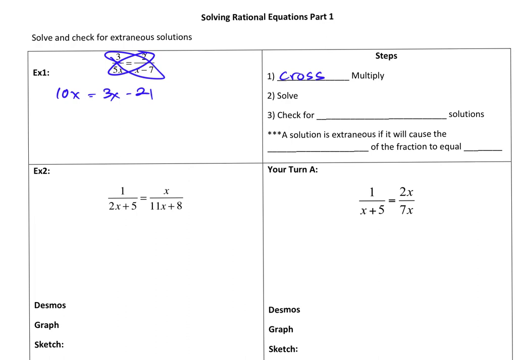All right, then from there, we're just going to try and solve. We want to solve for our variable. I'm going to solve for x here. To do that, we're going to subtract 3 on both sides. And then to continue solving for x, we're going to divide by 7. And we get x is equal to negative 3.